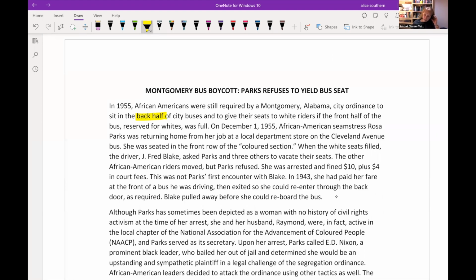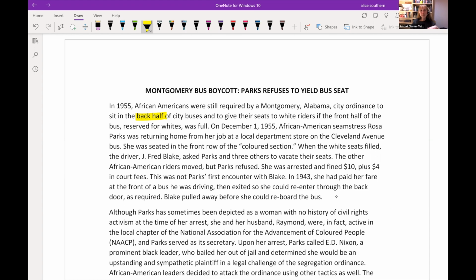So African-American seamstress Rosa Parks was returning home from her job at a local department store, but she was seated in the front row of the colored section. When the white seat filled, the driver asked Parks to vacate her seat. The other African-American riders moved, but she refused.